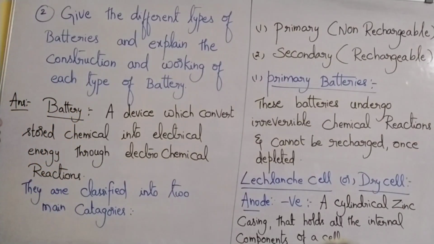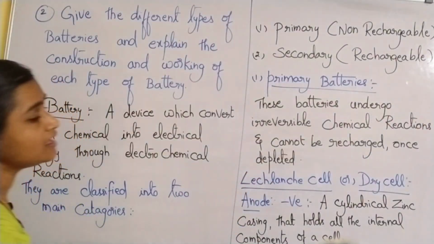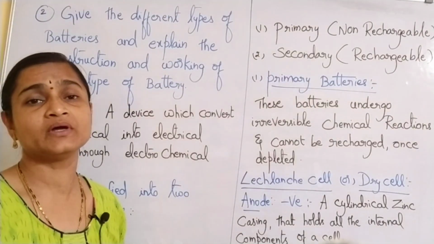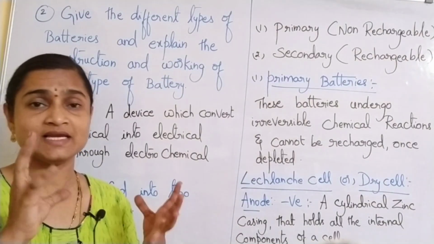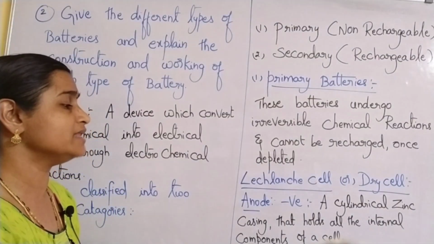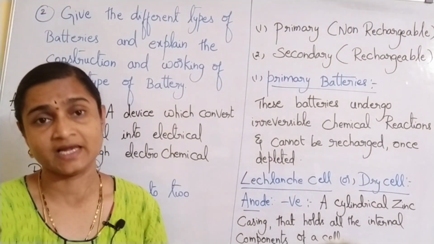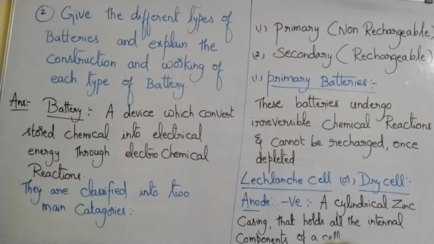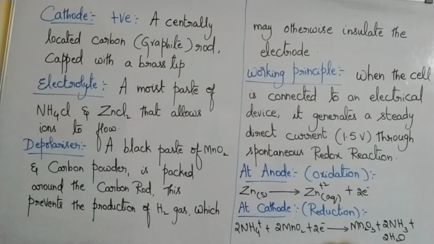So in the Leclanche cell or dry cell, anode is what? It's a negative terminal and a cylindrical zinc casing, a cylindrical zinc rod or cylindrical zinc container that holds all the internal components of a cell. It is considered as anode. So here cathode is positive and it is a centrally located carbon or graphite rod capped with a brass tip.